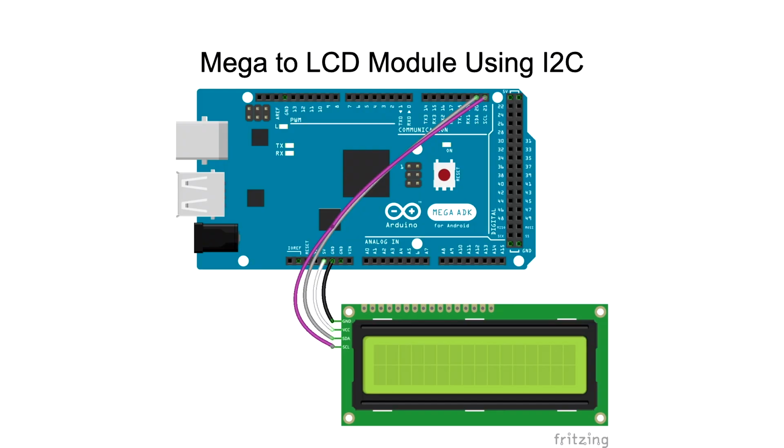Next, here's a diagram showing the wiring of a Mega to a 1602 using I2C. Notice how simple this wiring is compared to the previous example without I2C. The ribbon cable has gone from 9 wires to 4 wires, plus we've replaced the standalone potentiometer with the integrated one on the back of the LCD.